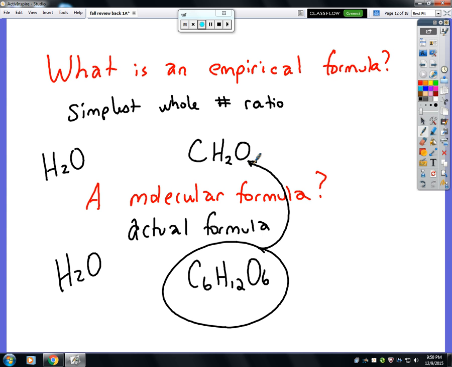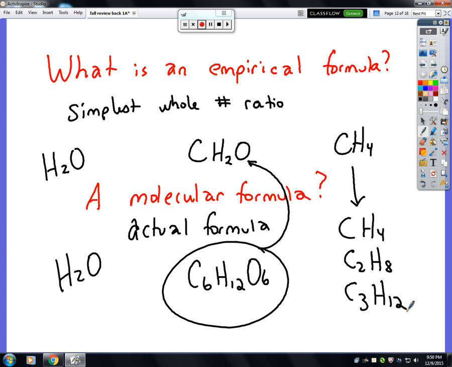Let's go the other way. What if I have CH4? Is that an empirical formula? It sure is. So what is a possible molecular formula? Could CH4 be a molecular formula? Yes, it could, because they can be the same. Could C2H8 be a possible? Yes, it could, because you multiply C and H by 2. Could C3H12 be a possible? Yes, it could, because you multiply CH4 by 3.